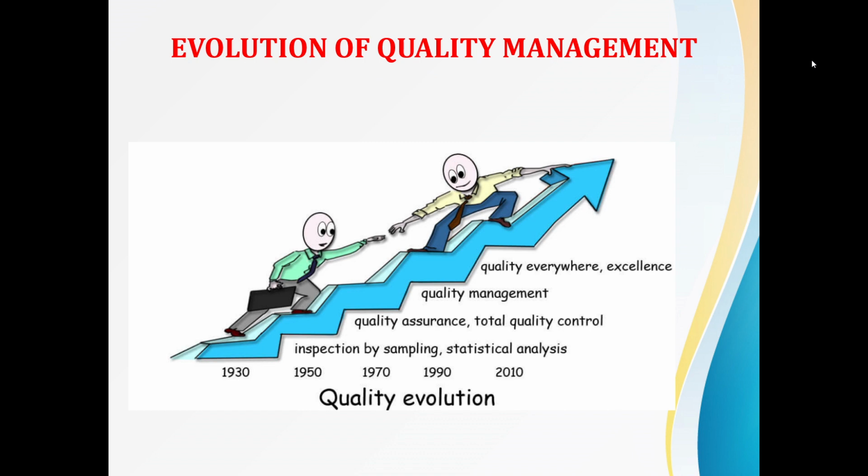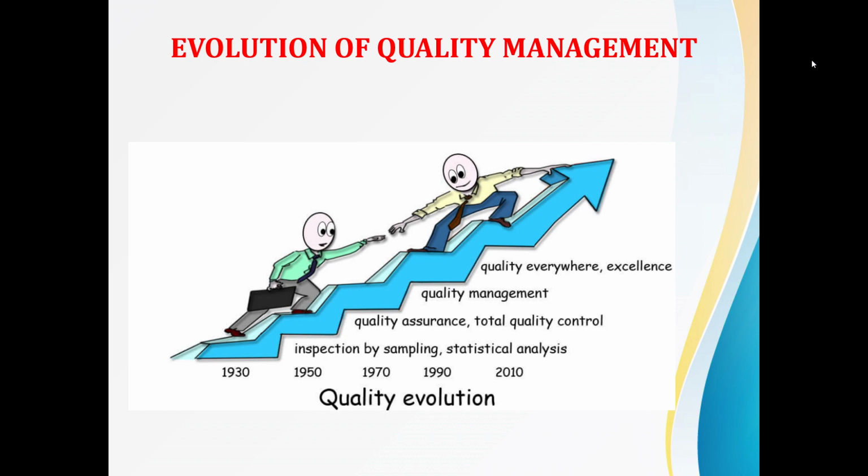Next, we will be discussing the evolution of quality management. Evolution means how quality management has developed year by year. So here we will be discussing the principles of quality development over the years, starting from inspection, quality control, quality assurance, and total quality management.